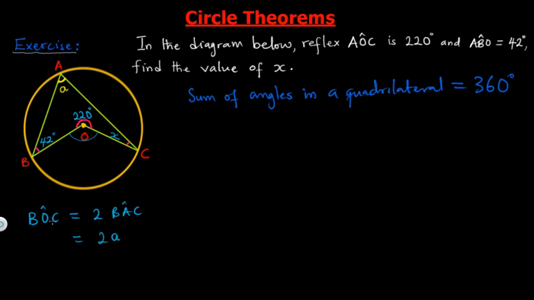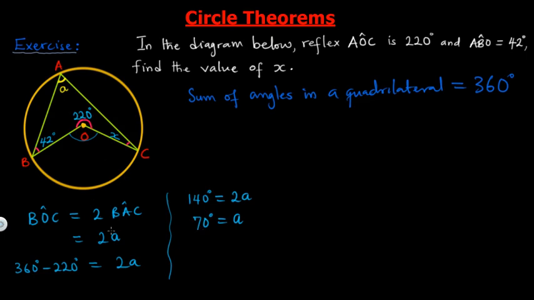That is the A here. To get BOC, we have to subtract 220 degrees from 360. That will be 360 degrees minus 220 degrees equals 2A. This is because of angles at a point. So if we do that, we are left with 140 degrees equals 2A. Then we divide both sides by 2. So our answer here will be 70 degrees equals A.